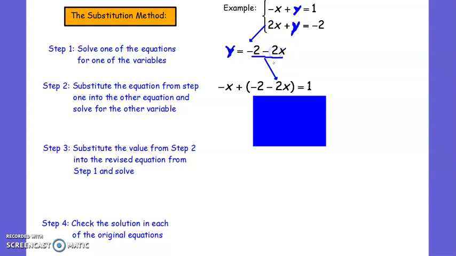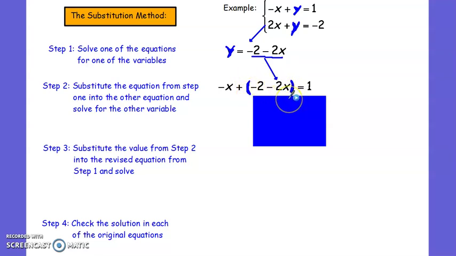And in that case, negative x plus, again, what used to be y, negative 2 minus 2x, is equal to 1. Again, it's just that first equation rewritten, y is removed, and negative 2 minus 2x is inserted. After that, really we just need to clean it up.